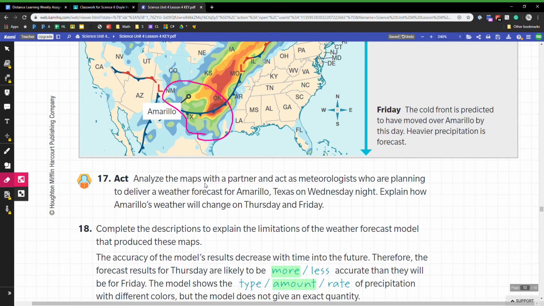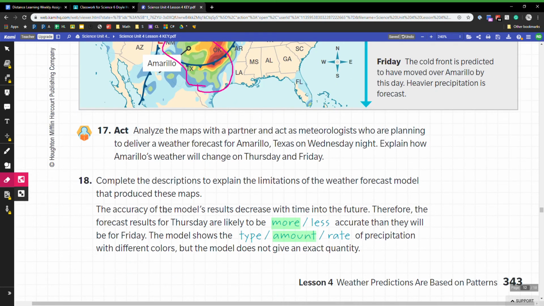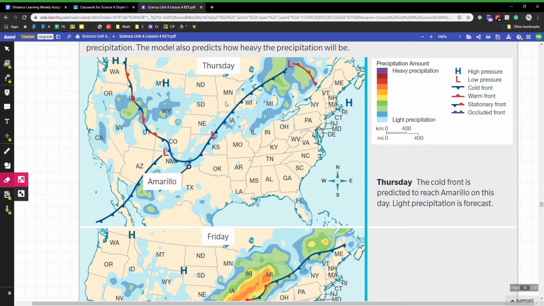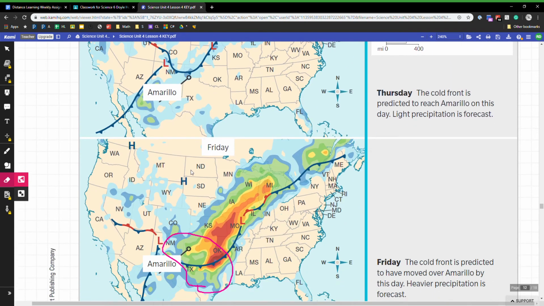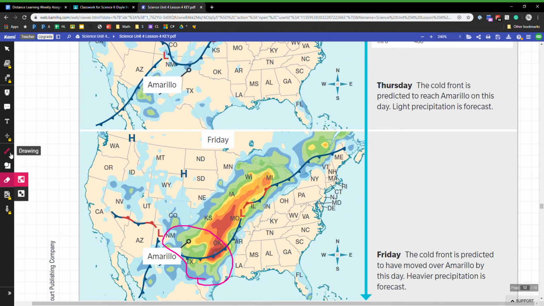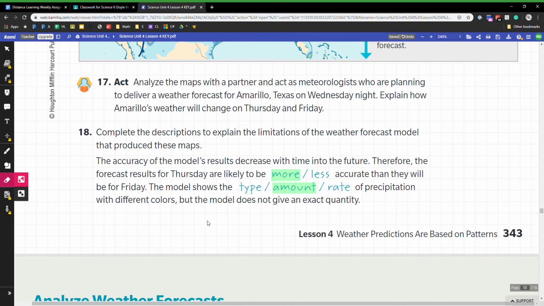We've got this 17 that you don't really need to worry about because it's meant to be done with people. 18, complete the descriptions to explain the limitations of the weather forecast model that produces these maps. The accuracy of these models decreases with time into the future. Therefore, the forecast results for Thursday are likely to be more accurate than they will be for Friday, because Friday is further out into the future. The farther out you get, the less accurate your predictions are going to be.